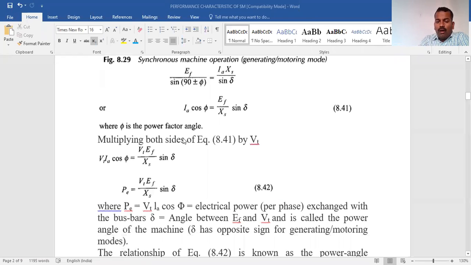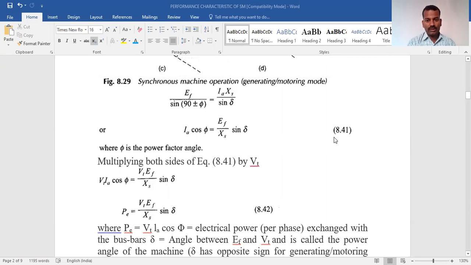Right now, IA cos phi. If we multiply it with the terminal voltage of the load, this will be simply the electrical power received or delivered to the load, right? VT IA cos phi will be equal to VT into EF upon X sin delta. From equation 8.41, when we multiply it by VT on both sides, VT IA cos phi will be equal to VT EF by X sin delta.